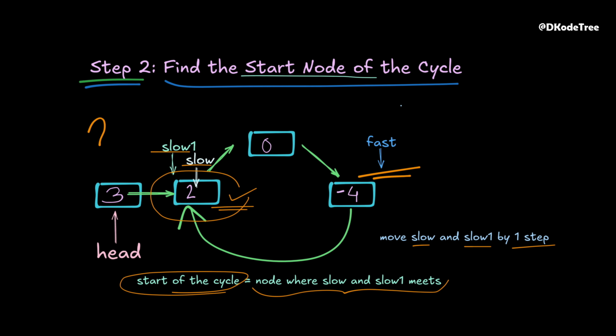Now let's understand why this algorithm works. This algorithm works because both the slow pointer and slow 1 pointer take the same amount of steps to reach the start node of the cycle, although they are starting from two different points, as the slow 1 is starting from the head and the slow pointer is starting from the intersection point of fast and slow. So the number of steps the slow pointer takes to reach this position turns out to be the same as the number of steps the slow 1 pointer takes to reach this position. So now let's understand this mathematically, why this is the case.